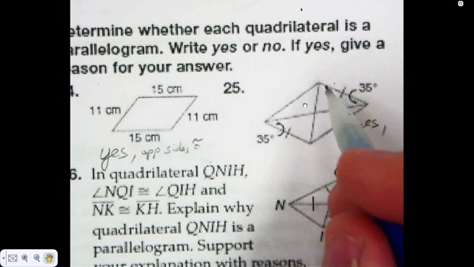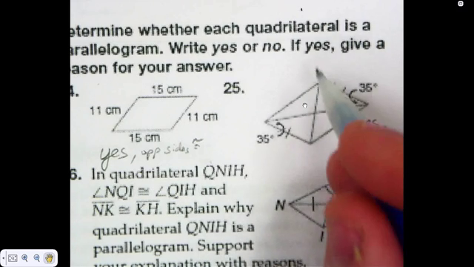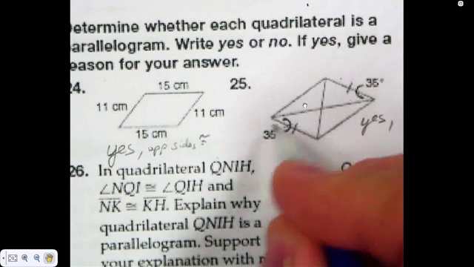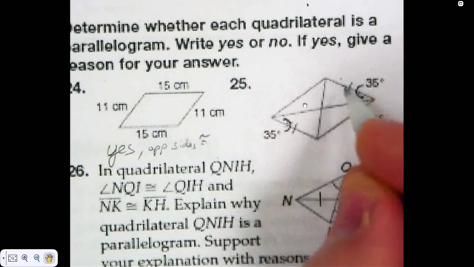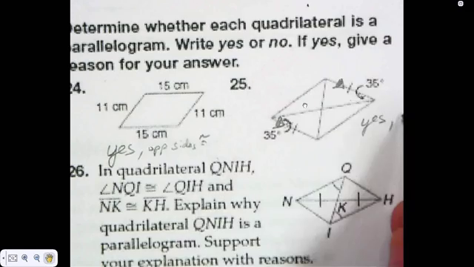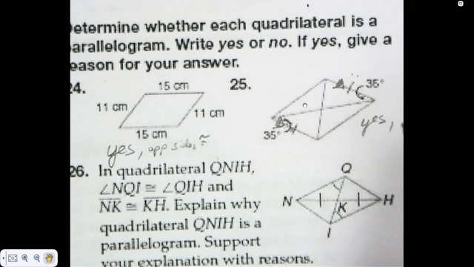Now, I'm sure you say theorem 8. What is theorem 8? Exactly. You just got that answer from the back of the book. This is 35, this is 35. Since these are alternate interior angles, this must be parallel to this, and you have a theorem that says that if a set of opposite sides are both parallel and congruent, then it's a parallelogram.